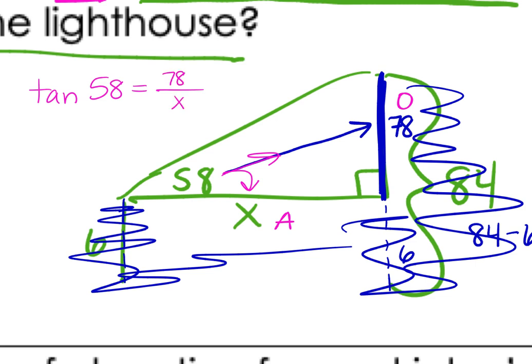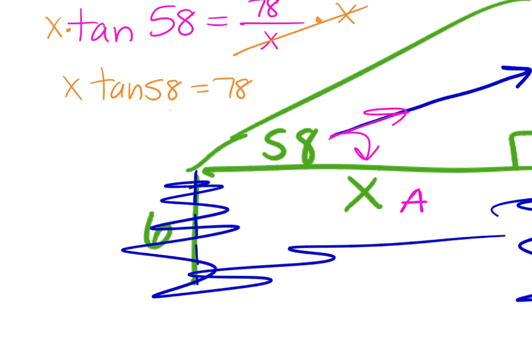78 over x. Okay, when the variable's in the denominator, how did we solve this? We multiply both sides by x. So we multiply there and we multiply there. Now you have x times the tangent of 58 equals 78. And then what? Divide by the tangent of 58.